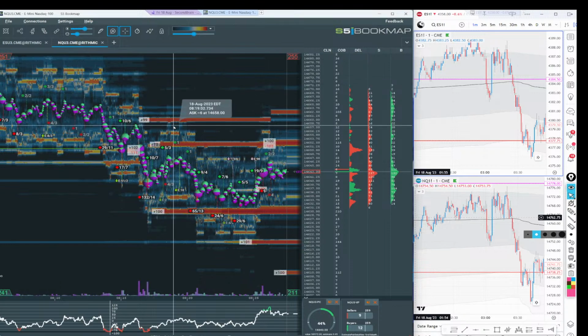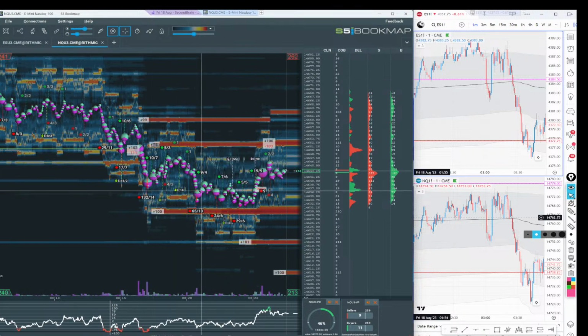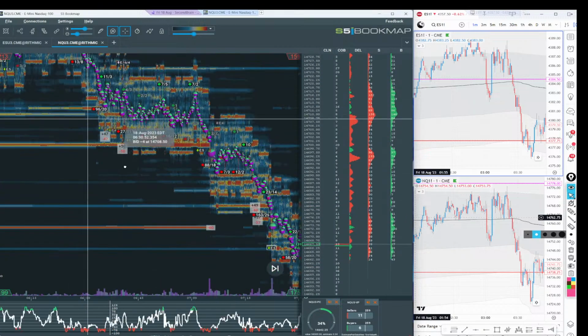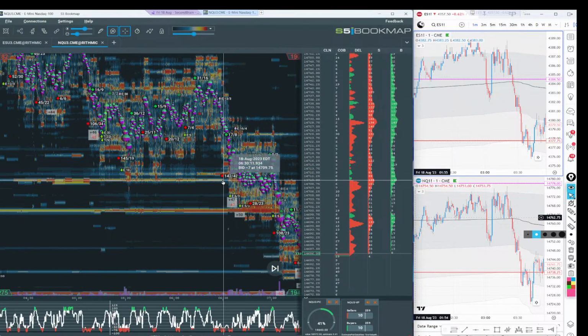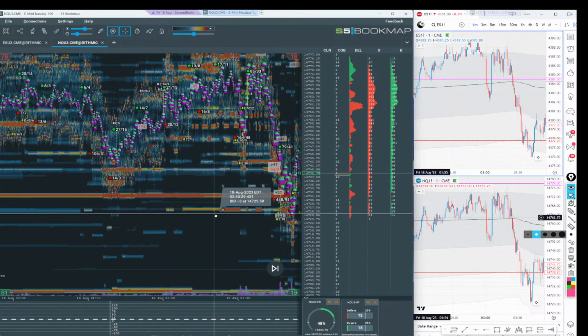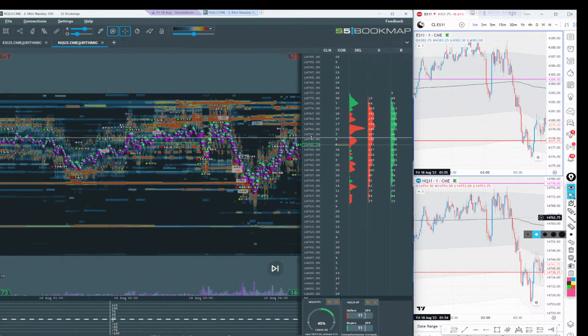NASDAQ. So what happens if you switch markets? It then scrolls straight back to where you were. So we have to drag ourselves all the way back to 3 o'clock. And we'll zoom out.